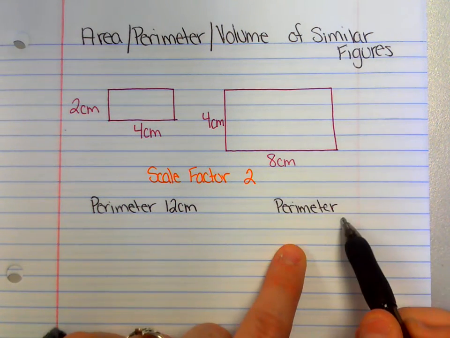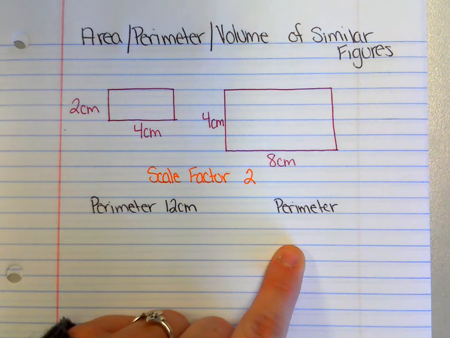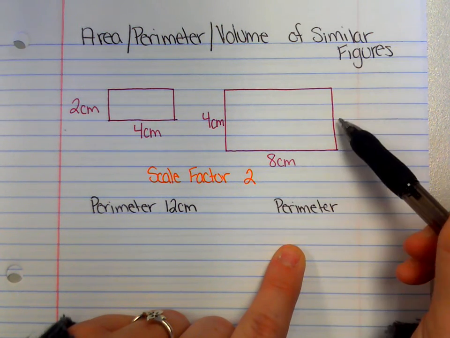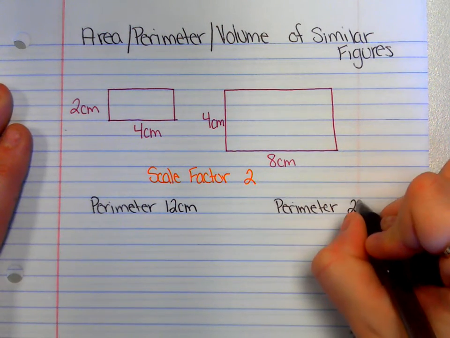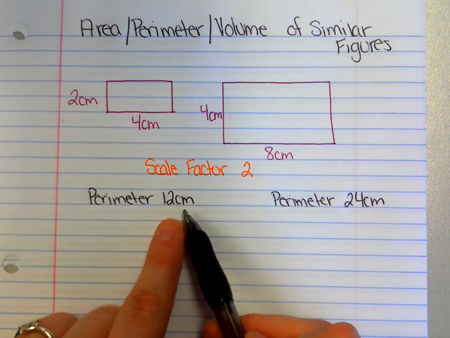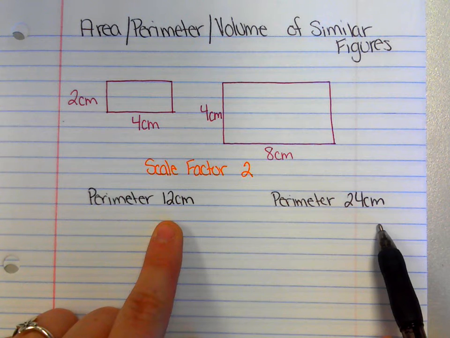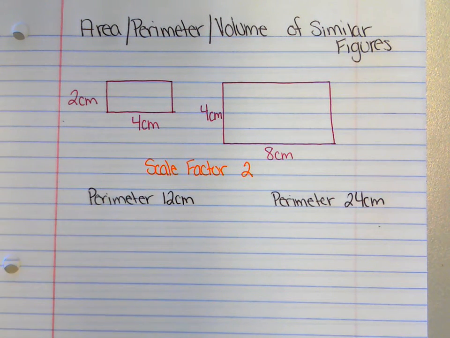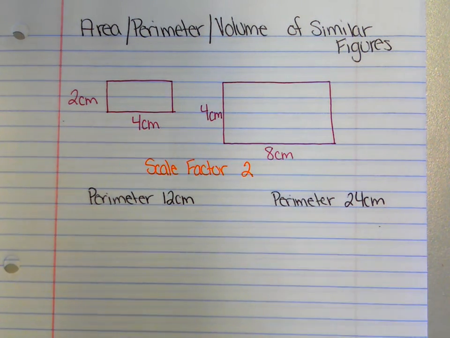All right, let's find the perimeter of the big one. 4 and 8. 4 plus 8 is 12, plus another 4 would be 16, plus another 8 would be 24. 24 centimeters. So, okay, we took our perimeter, multiplied it times the scale factor, got our new perimeter. So for perimeters, it's super simple. Original times the scale factor gives you the new one.